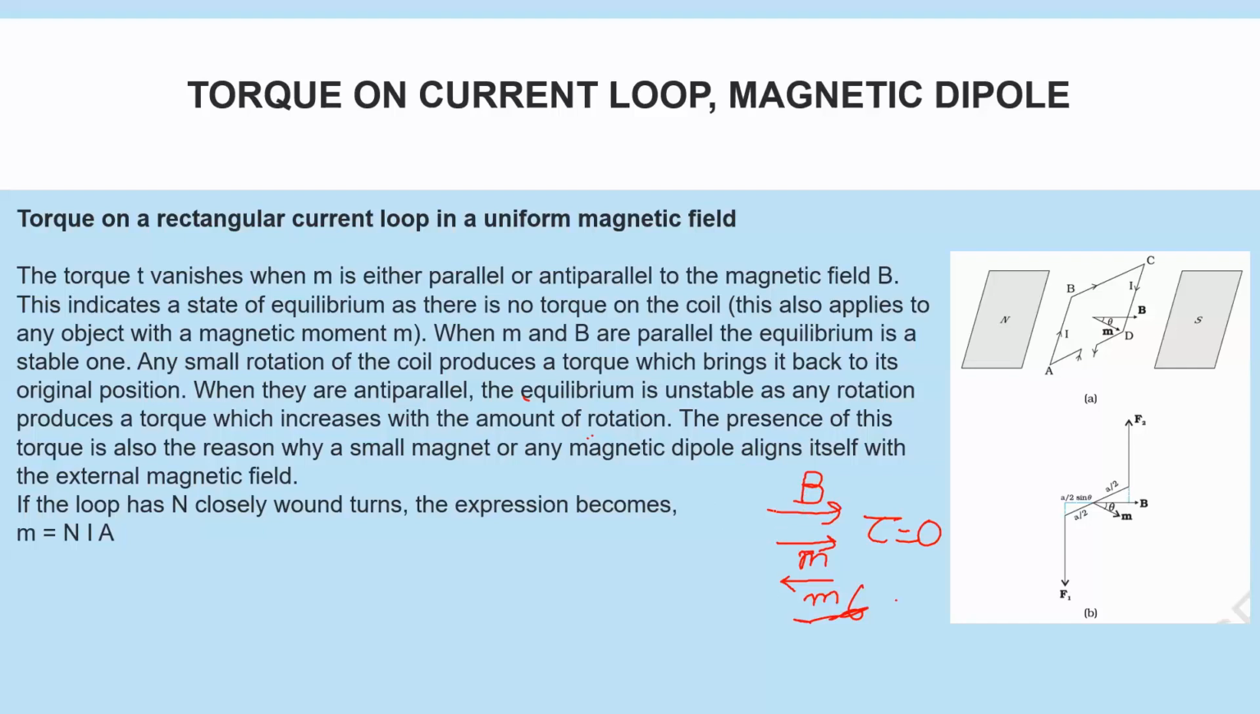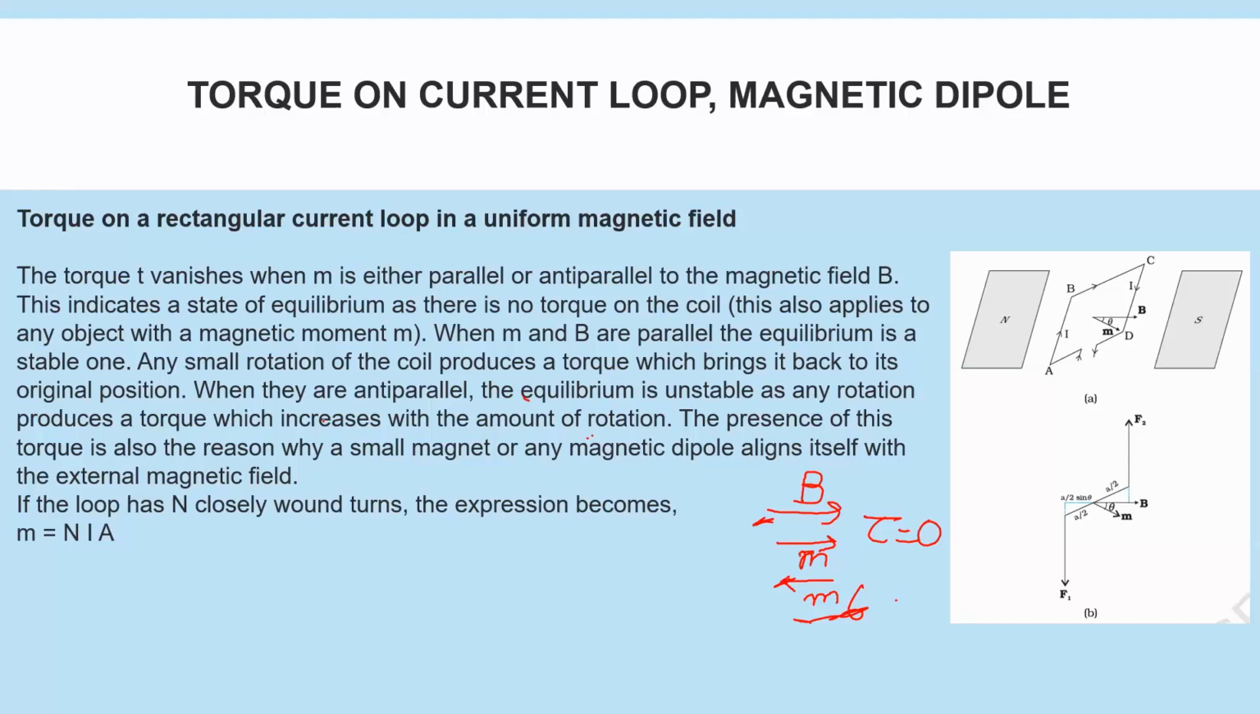When B and M are anti-parallel, the equilibrium is unstable, and any rotation that is caused will produce a torque that will increase the amount of rotation. In the previous case, where they both were parallel, the loop would get back to the original position, but if they are anti-parallel and you rotate the loop, the amount of rotation will also increase.